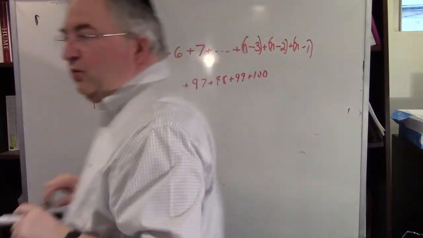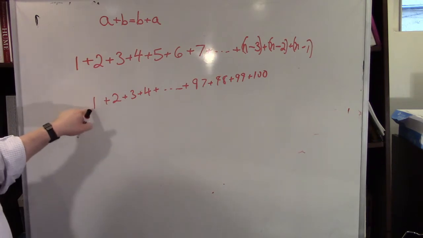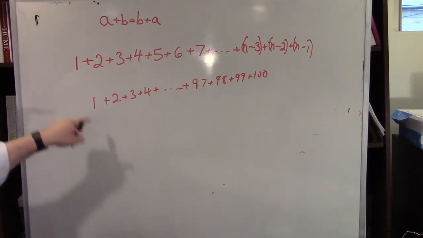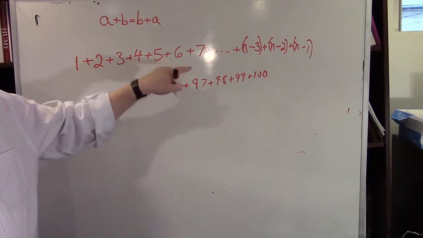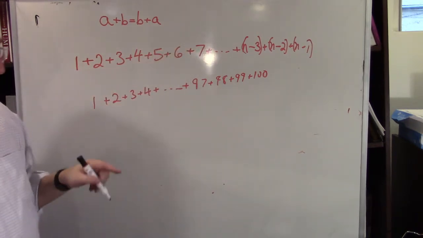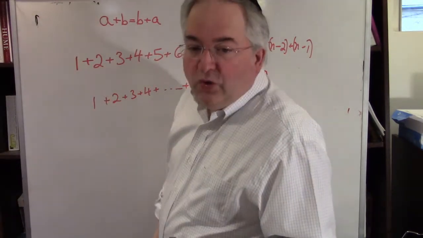Okay. Let's say you wanted to add up all the numbers from 1 to 100. Rather than doing it like I would do it and you would do it, 1 plus 2 is 3, plus 3 is 6, plus 4 is 10, plus 5 is 15, look what he said. He said a plus b is equal to b plus a. I can add these in any order I want.